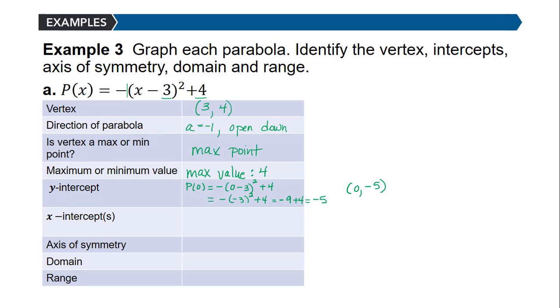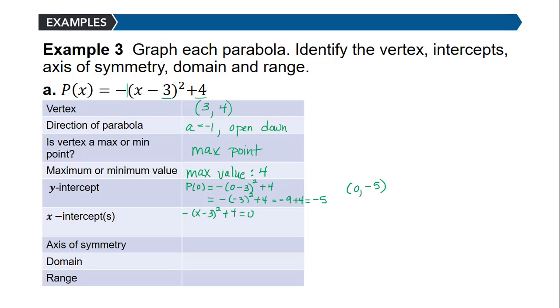So the x-intercepts are found by letting y equal 0. So we set the opposite of (x minus 3) quantity squared plus 4 equal to 0. And just remember all of the things about solving quadratic equations. We have an expression squared, and that's where the variable is contained. So I would suggest using the square root property to solve this equation.